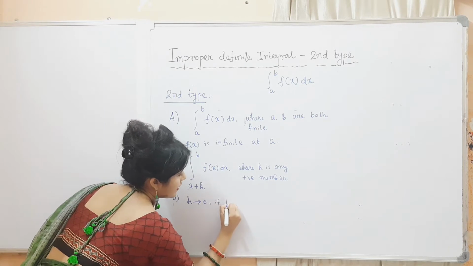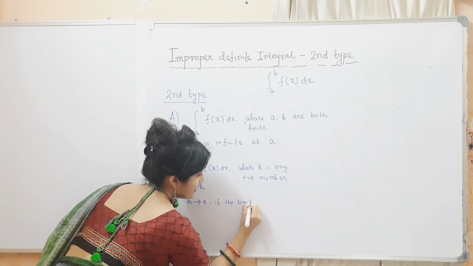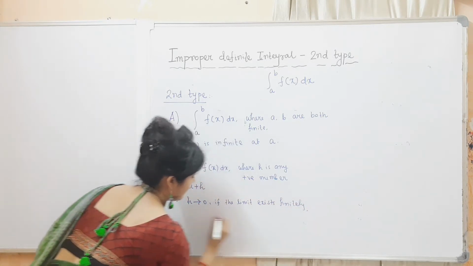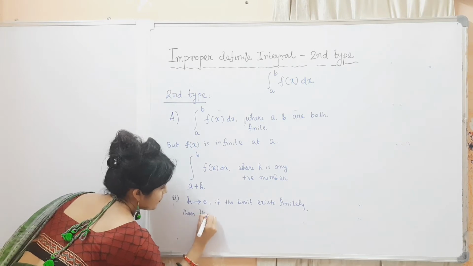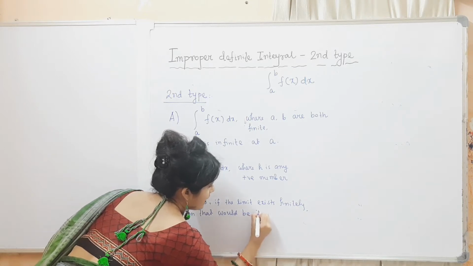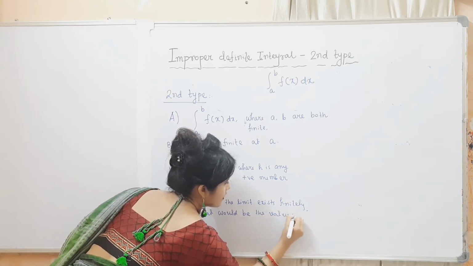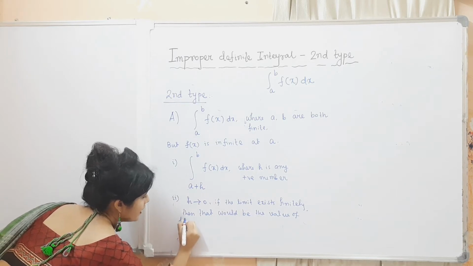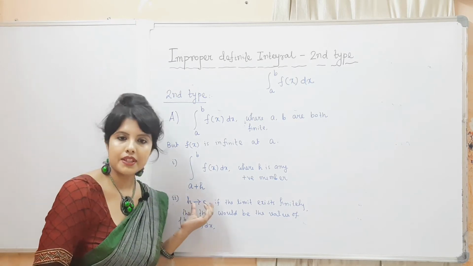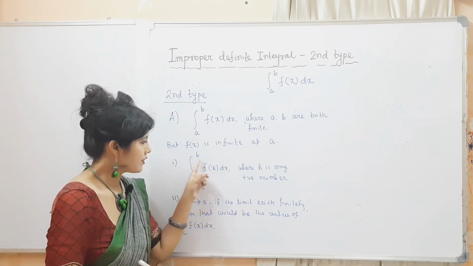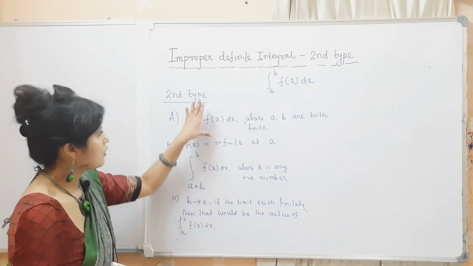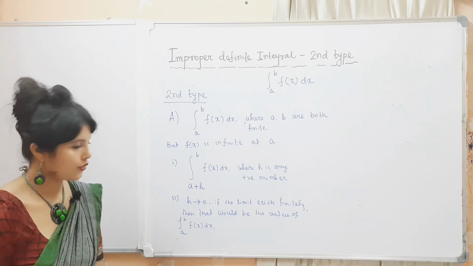So if the limit exists finitely, then that would be the value of integration a to b f of x dx. So after taking the limit h tends to 0, if the value of this integration exists finitely, then that would be the value of the integration a to b f of x dx.